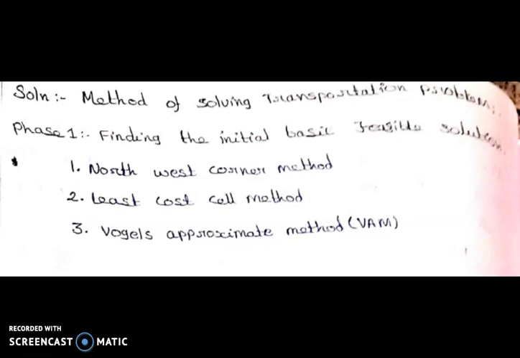Solution. Methods of solving the transportation problem. Phase 1: finding the initial basic feasible solution. We can use any one of the techniques: north-west corner method, least cost cell method, or Vogel's approximation method. But in this question, since it is a degenerate transportation problem to be solved with the least cost method, we follow only the least cost method.